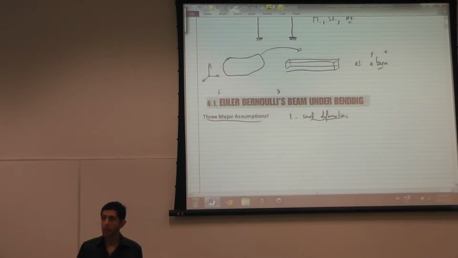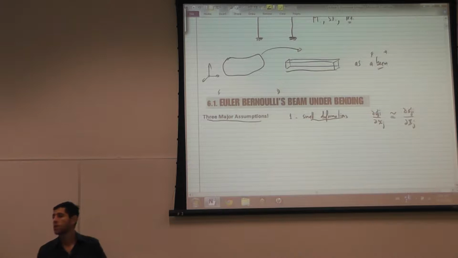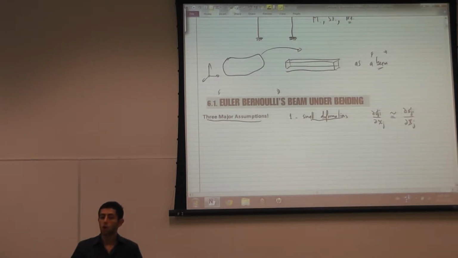Small deformations allow me, when I write the equilibrium equation, instead of saying partial sigma_ji by partial small x_j, to say it's almost equal to partial sigma_ji by partial capital X_j. That's the first thing. Because of small deformations, the change of the stress with respect to the small x is almost equal to the change of the stress with capital X.